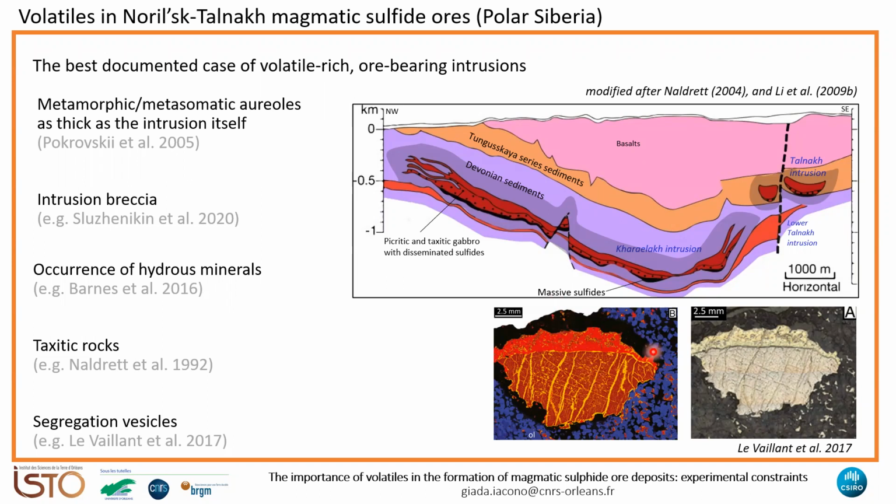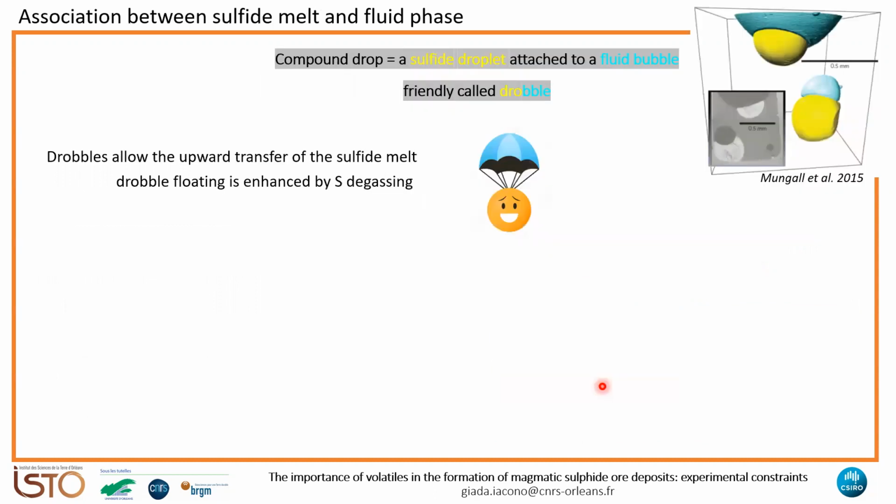So I'm going to tell you why this association between the fluid phase and the sulfide melt could be important for ore formation at Norilsk, but not only. This association has long been known from metallurgical studies and was applied for the first time to magmatic sulfides by Mungall and co-authors in 2015. They called them compound drops, these sulfide droplets attached to a fluid bubble. I prefer the friendly name given by Steve, that is Drobble, because I find it much easier to remember. So I will use it for the rest of the presentation.